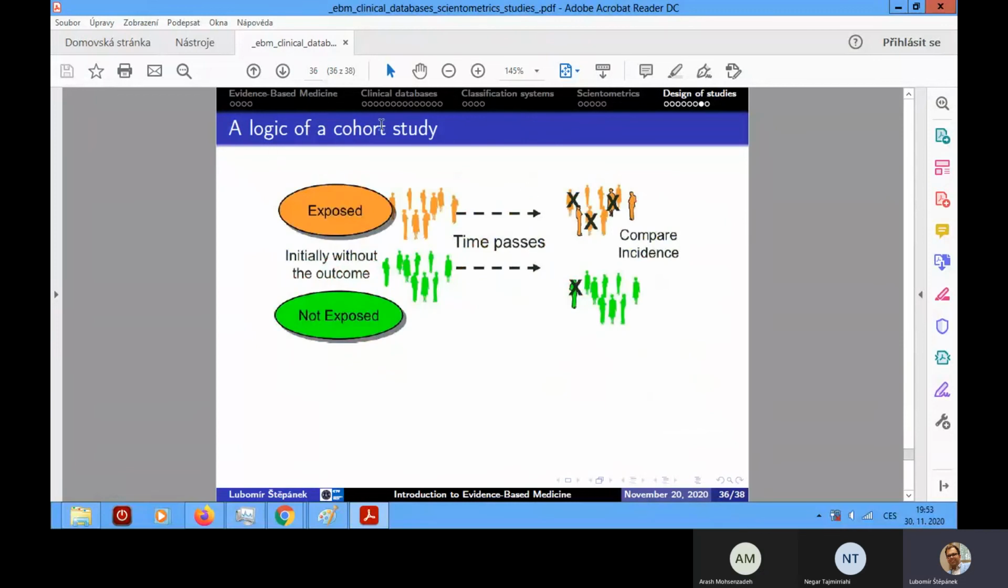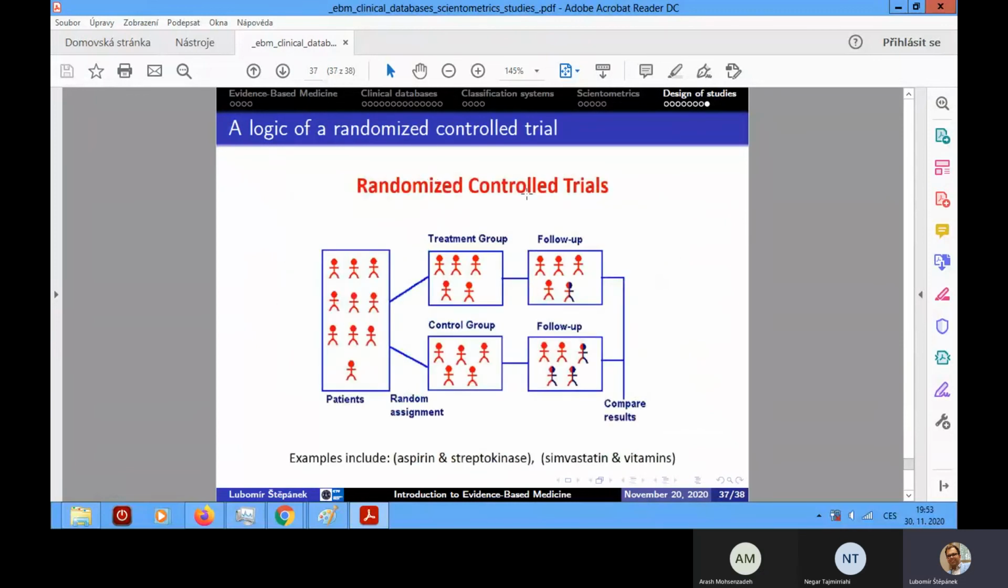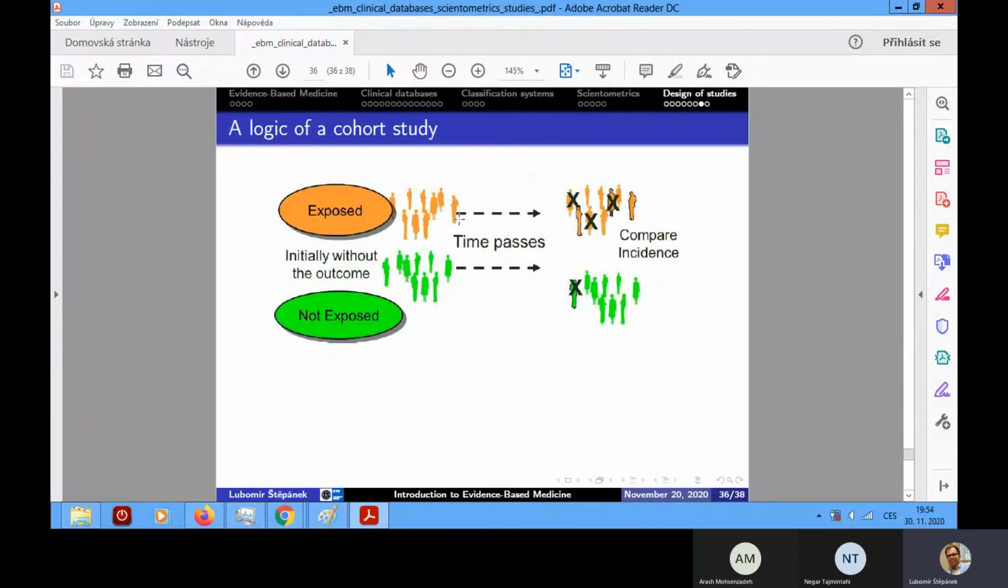The difference between cohort study and randomized control study is in fact only one important thing. Here at the beginning of the cohort study, we have a sample of people who were exposed to some risky or protective factor or some other kind of factor. And the other subsample is people who were not exposed to the risky or protective factor. So some were exposed, some were not exposed.